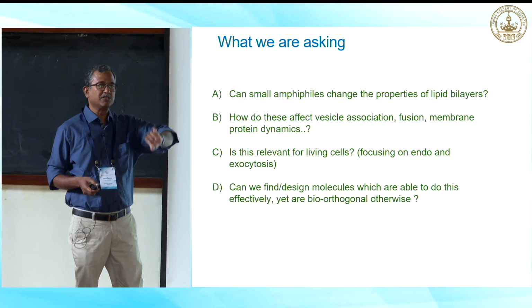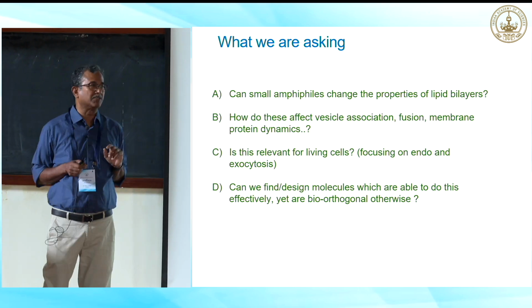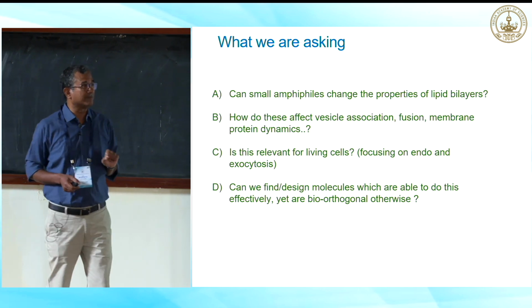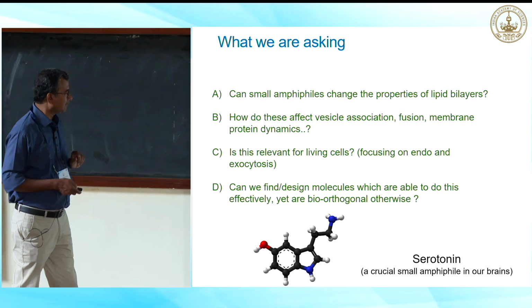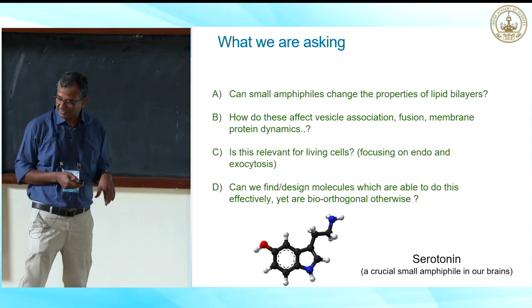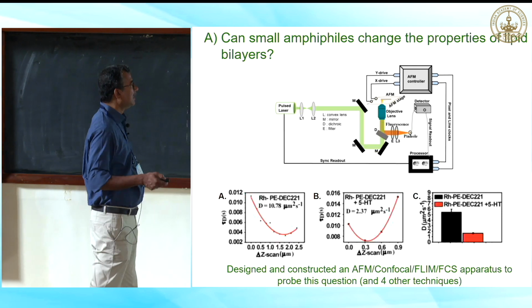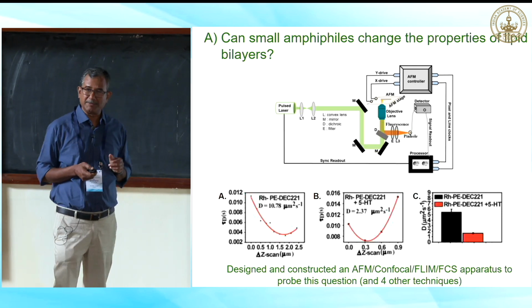Then I have molecules which only talk to the membrane, not to any of the proteins. They're, quote-unquote, bioorthogonal except for the membrane, but I know exactly how they change the properties of the membrane, so I can control exocytosis and endocytosis. Can we? That's the question. And the example molecule is serotonin, which is a natural amphiphile. So first question, can small amphiphiles change the properties of a lipid bilayer?